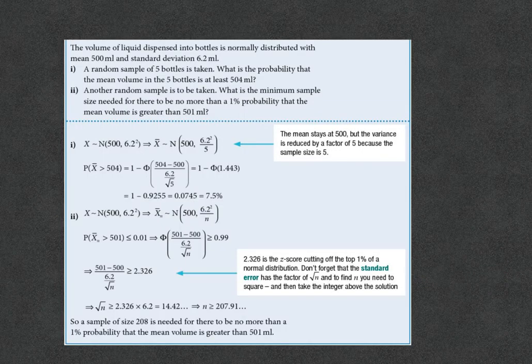Finally, I want to draw your attention to this example. Please pause the movie and read the example. Try it yourself. When you read the question, you see that they ask what's the probability that the mean volume in the 5 bottles is at least 504. Students will calculate the expected value and state that it is the same as the parent distribution, and will calculate the variance. And then they jump directly here.